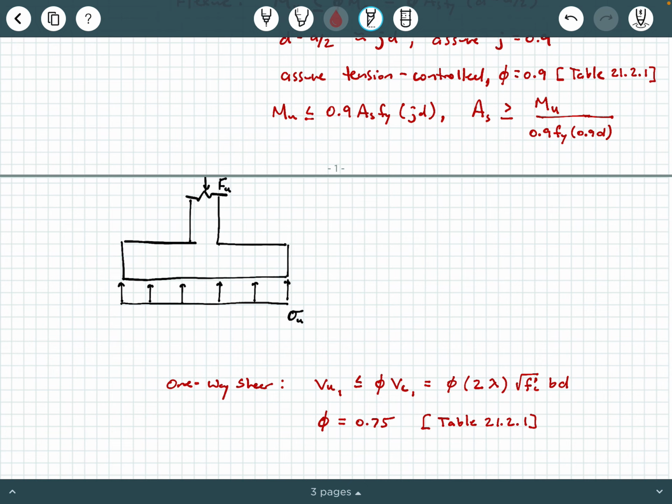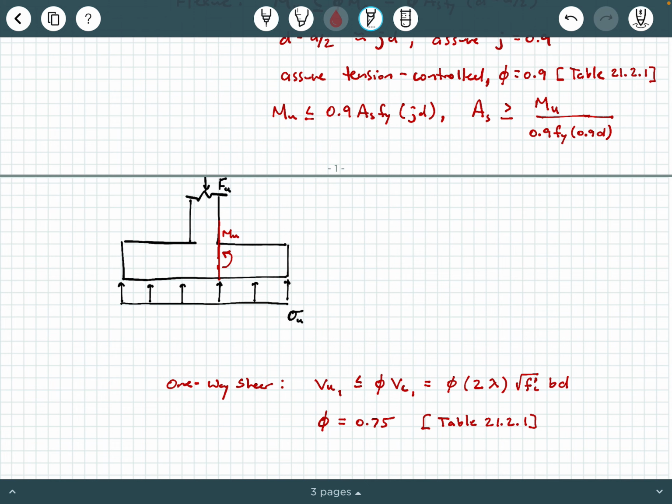Well, it depends on what the column is made out of, all right? So if we have a concrete column, MU is going to be at the face of the column right here, okay? So we're going to be looking at MU right here. There's MU, and this right here is called the critical section for MU. All right, and so what do we do here?